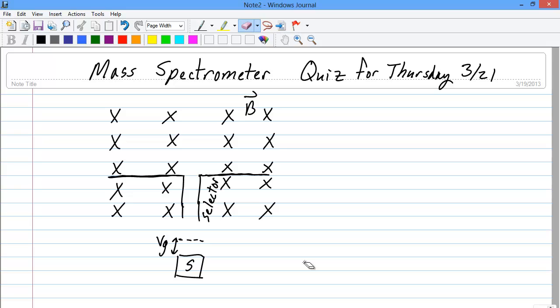When the charges leave the selector, they enter a region where the same magnetic field is present, but there is no electric field. Respond to the following in terms of Q, M, V sub G, and B. So all our answers have to be in terms of Q, M, V sub G, and B.